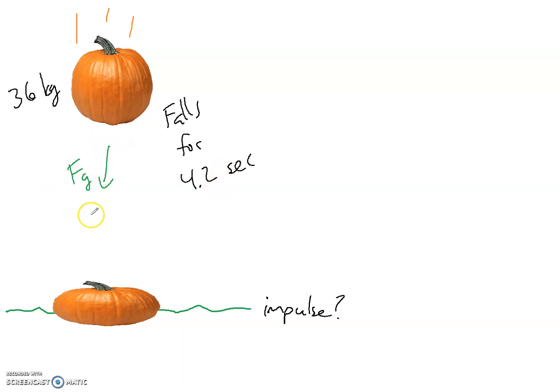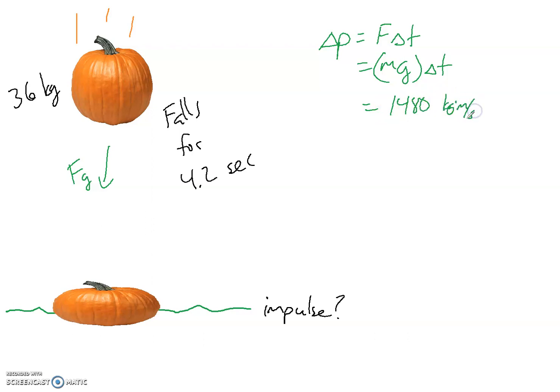Well, if I've got the force acting on it and I've got the time, I can actually calculate the impulse on the way down, because impulse, or change in momentum, is force times time. That can be any force, including the force of gravity. So if I do the force of gravity, which is mg, times the time, I can calculate how much momentum the pumpkin gained on the way down. So if I do 36 times 9.81, and that's about 350, times the 4.2 seconds, we're looking at about 1,480 kilogram meters per second of momentum. So that's how much momentum it gained on the way down.